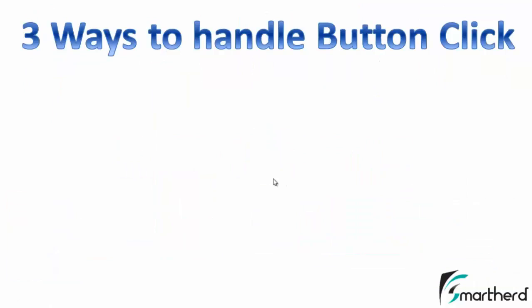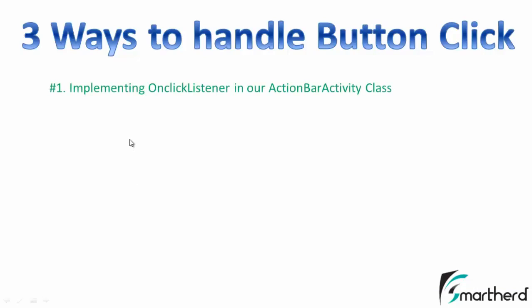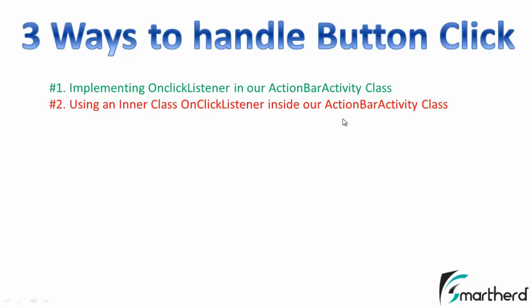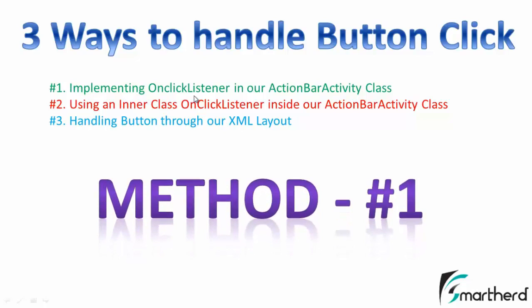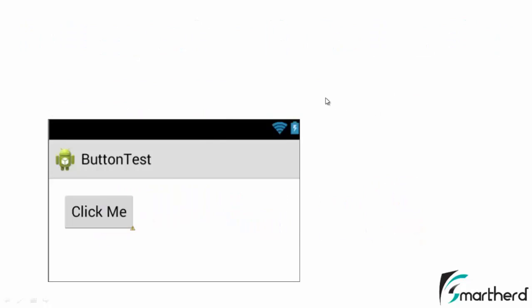Now let's proceed forward. There are actually 3 ways to handle the button click. What are they? The first is implementing the on click listener of buttons in our main activity class, or you can say action bar activity class. Second is using the inner class on click listener inside our action bar activity class. And the third, which is quite simple, is handling the button through our XML layout. Now the third one is very simple, not very complex. In this tutorial, guys, I am going to discuss the first method of implementing on click listener in our action bar activity class.